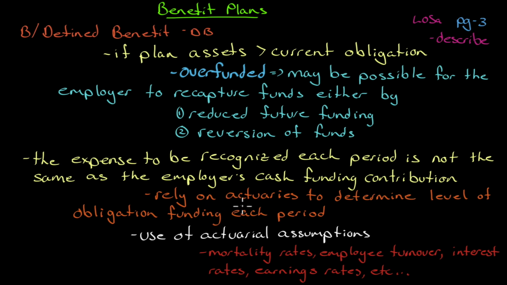Companies have to rely on actuaries to determine the level of the funding each period. And we're going to see why actuaries are important, because there's a whole bunch of assumptions in there. The companies really aren't in the position to start making a lot of these assumptions. So we have the use of what are called actuarial assumptions. It's not the company's assumptions. An actuary steps in and says, here's the list of assumptions we're going to use. Mortality rates, employee turnover, interest rates, earnings rates, etc. There's a whole bunch of assumptions that go into determining what the funding obligation is each period.